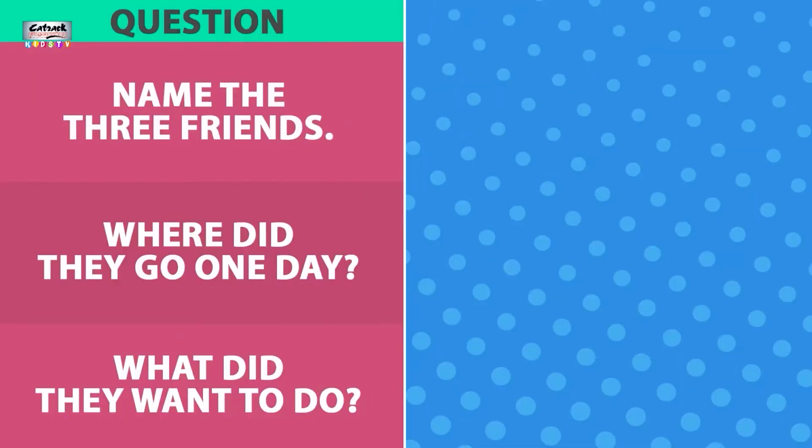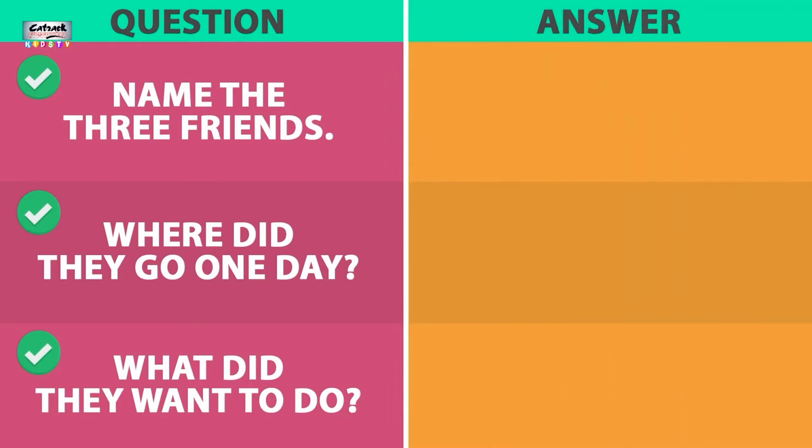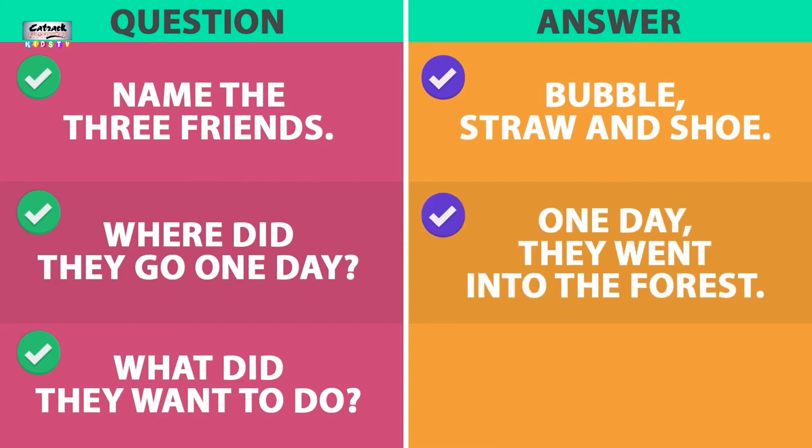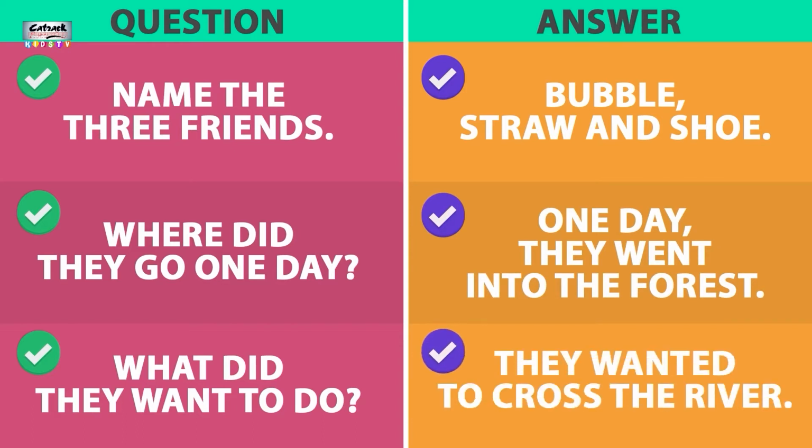Question 1. Name the 3 friends. Where did they go one day? What did they want to do? Answer. The names of the 3 friends are Bubble, Straw, and Shoe. One day, they went into the forest. They wanted to cross the river.